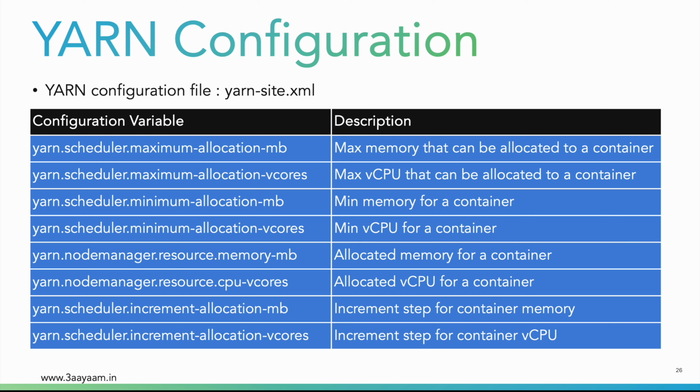And then I have also mentioned something called increment allocation MB and increment allocation vcores, which is the incremental step for container memory. So if you are using dynamic resource allocation, then how much memory would be added to the container if it needs more memory or more CPU? What is the number of vCPUs that would be added to the container if dynamic resource allocation is used? Let's take an example to understand this.